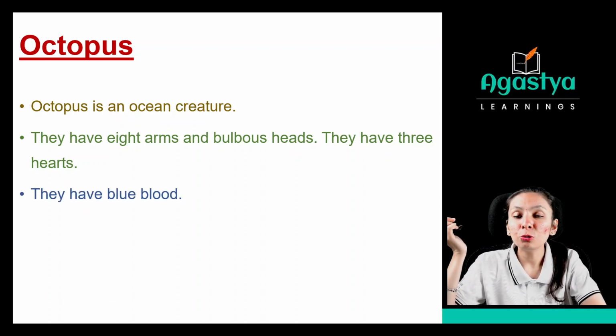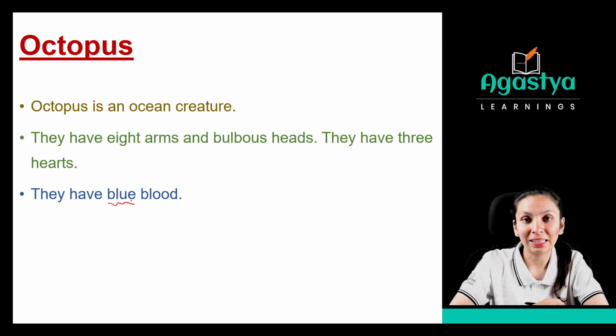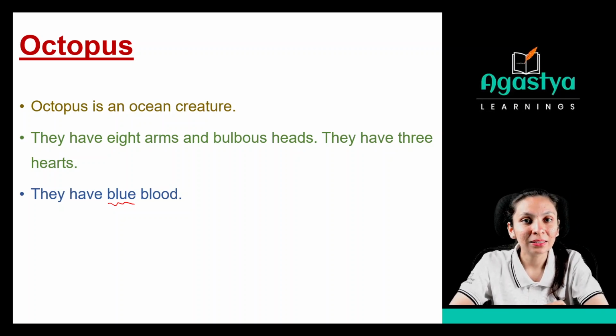They have blue blood. See, their blood is blue in color. As you know, our blood is red in color, but the blood of the octopus is blue. Why is that blue in color? Because they are having different pigmentation. As we are having hemoglobin in our blood, they will be having a different protein, a different pigmentation, so that they are having this blue blood.